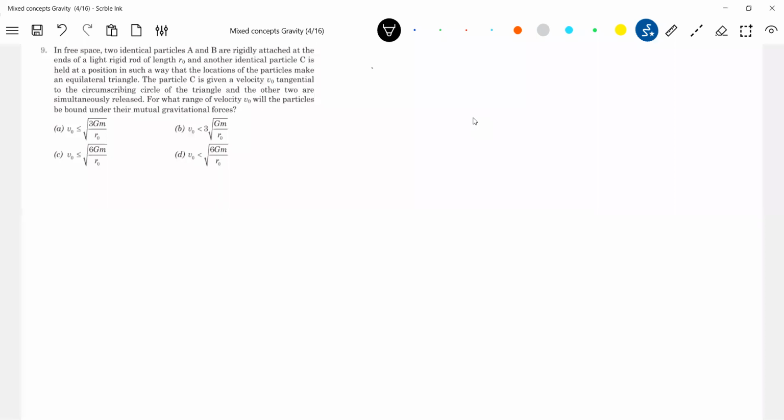So first, what is the diagram? Two identical particles A and B. They are like this. These are A and B. Then another particle is kept here and it is projected with a speed v0. This is a particle C, rigidly attached at the end of a light rod.